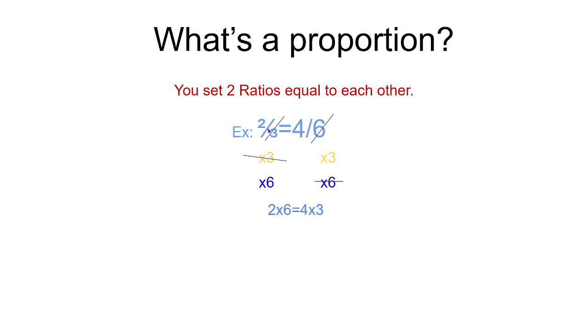So on the left hand side, I get 2 times 6. Right hand side, I get 4 times 3. And that results in 12 equaling 12.